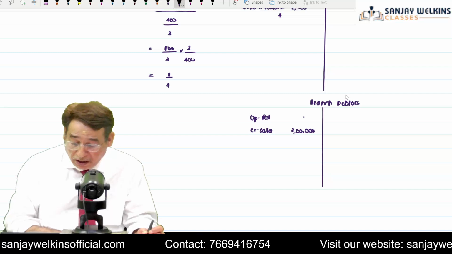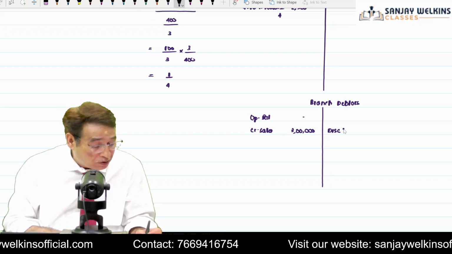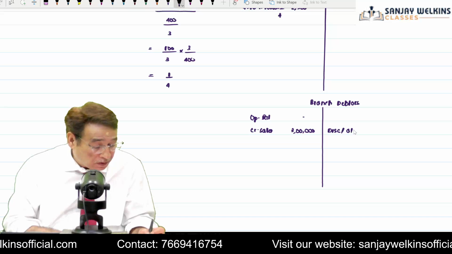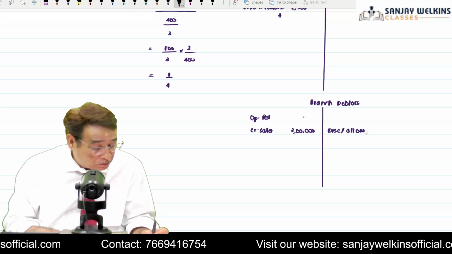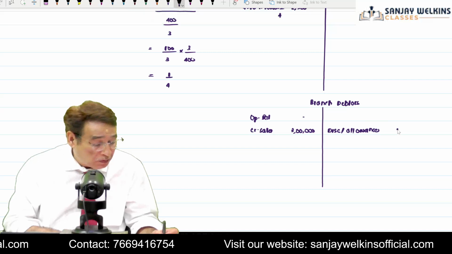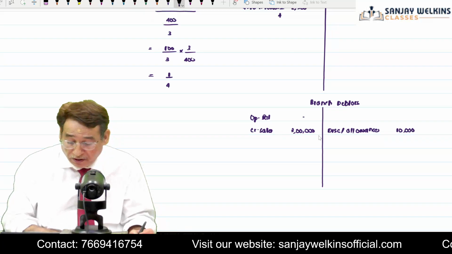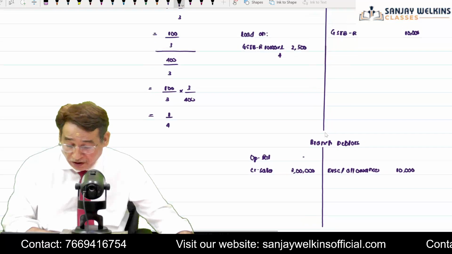And then discount allowances to customers. So we have given some discount allowances to customers. Discount allowances to customers will be put on the credit side of the debtors account. So I will write here 10,000. And then we are being given here closing stock.